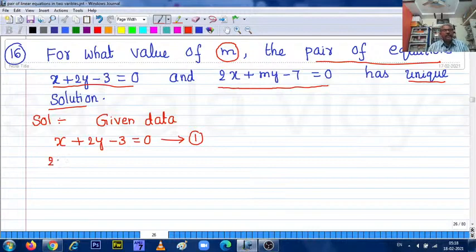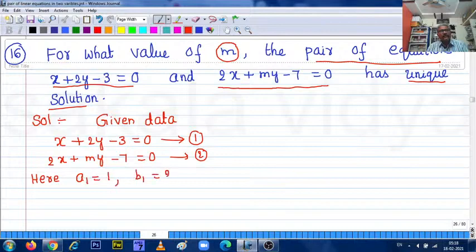Next, 2x plus my minus 7 equals to 0. This is the second equation. Here, from the first equation, don't write x. Before x, the coefficient is 1. a1 equals to 1, b1 equals to 2, c1 equals to minus 3. Understood, all of you? Now you can expect the a2 value. a2 is equal to 2, b2 is equal to m, and c2 equals to minus 7.